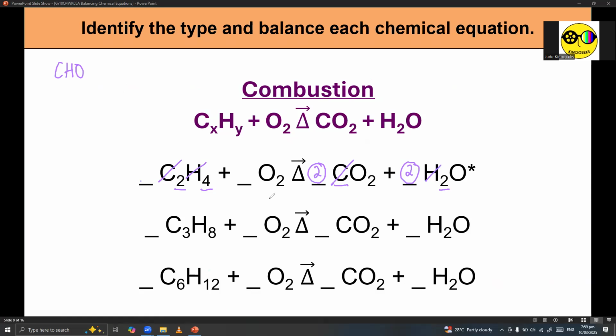In this case, you have two oxygen atoms on the reactant side. On the product side, you have 2 times 2, which is 4, plus 2 times 1, which is 2. So 4 plus 2, you have a total of 6 oxygen atoms at the product side. So you only have 2 on the left side, and you have 6 on the right side. So for 2 to become 6, you have to multiply O2 by 3. As a consequence, oxygen is now balanced. Therefore, we write number 1 as a coefficient of C2H4.